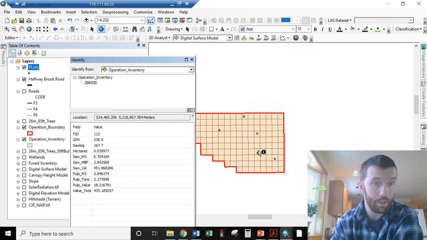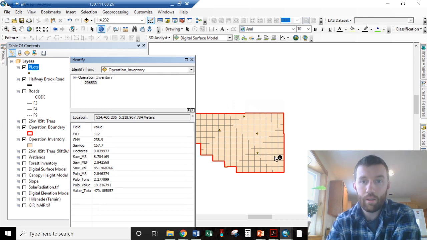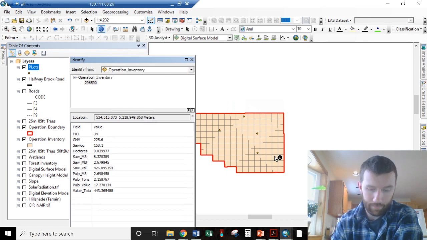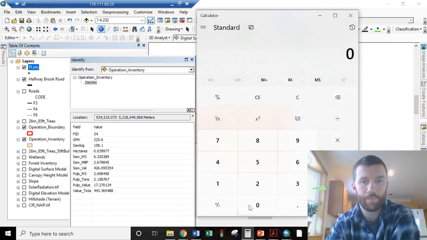You see I'm rounding to the nearest penny here. And we have 470.19. And finally we have 443.37. And now I'm going to take an average of those.